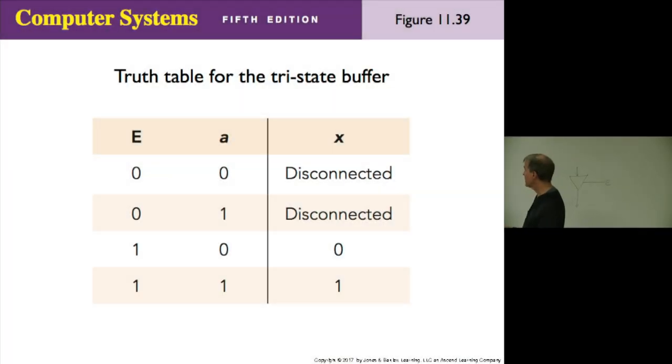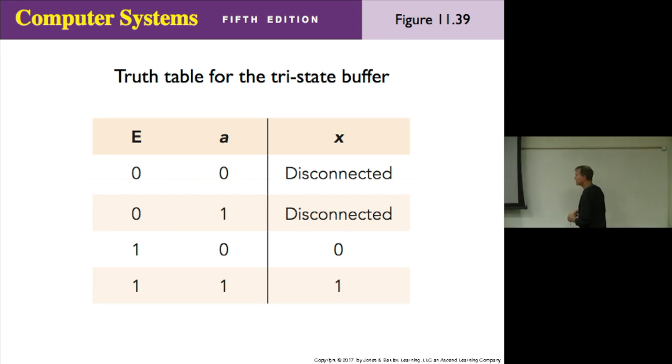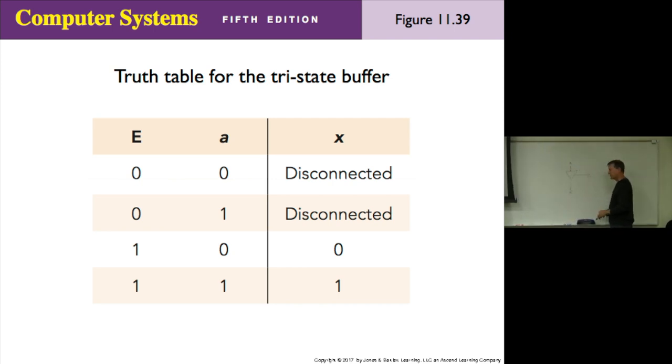So here's the truth table for it. This one is A, this one is E, and this is the output X. If you look at figure 11.38, there's the truth table for it. If E is 0, it doesn't matter whether A is 0 or 1. What is the state? Disconnected. If E is 1 and A is 0, the output is 0. And if E is 1 and A is 1, the output is 1.